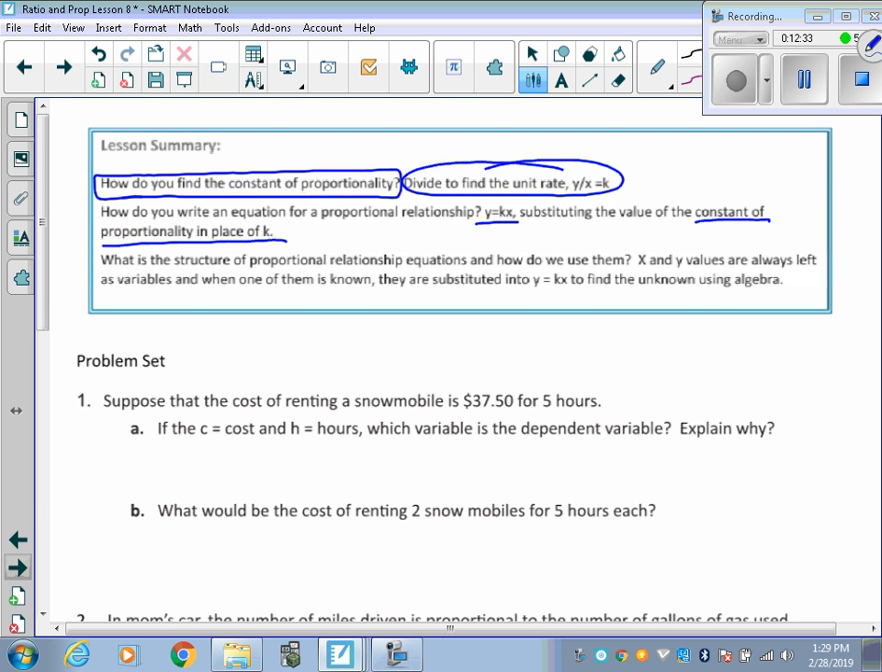And then what is the structure of proportional relationship equations, and how do we use them? X and y values are always left as variables. They're the unknowns. And when one of them is known, it is substituted into y equals kx to find the unknown using algebra, using one-step equations.